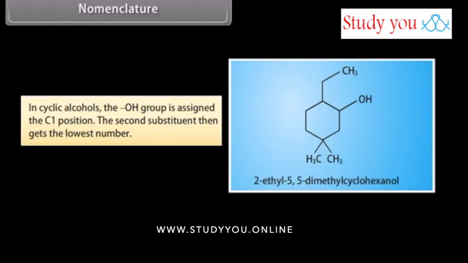In cyclic alcohol, the hydroxyl group is assigned the C1 position. The second substituent then gets the lowest number. For example, 2-ethyl-5,5-dimethyl-cyclohexanol.